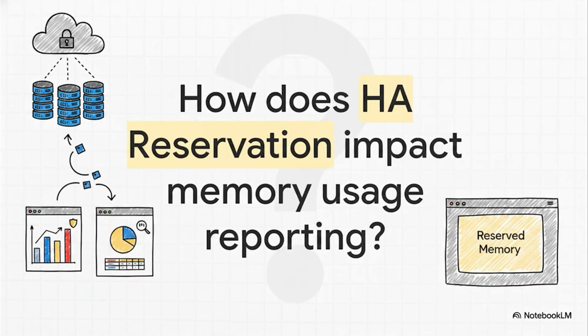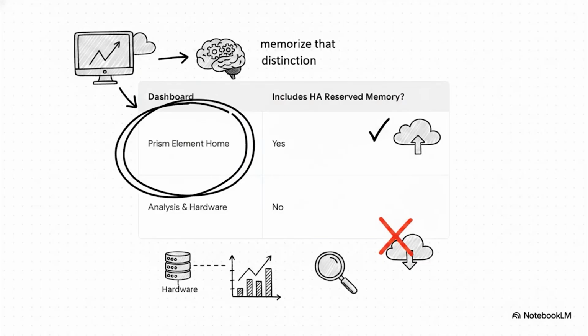All right, here's another massive trap that relies entirely on which Prism screen you happen to be looking at. When you enable high availability reservation, a substantial chunk of your cluster's memory is locked away. But how does Prism actually display that reserved memory to you in the UI? Depending on where you look in the UI, you actually get a completely different answer, which is exactly why the exam tests this. The logic behind the UI difference makes sense once you understand it, though.